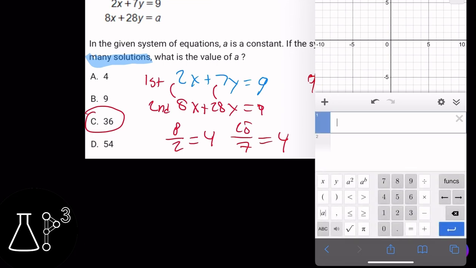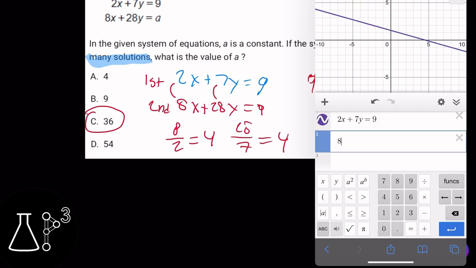That's what should happen when I plug in both the first equation and second equation. So if I plug in 2x plus 7y equals 9, and then 8x plus 28y equals 36, look at that, exactly one line. Therefore, my answer for A is 36.